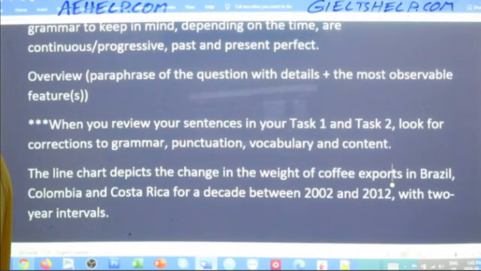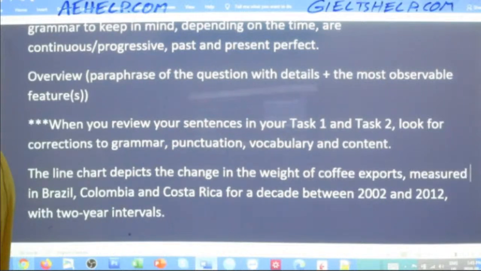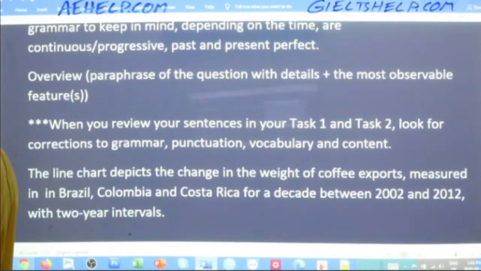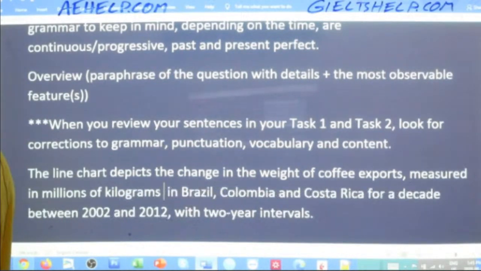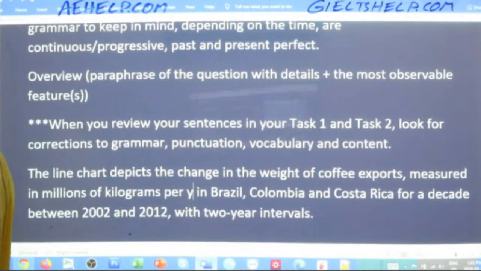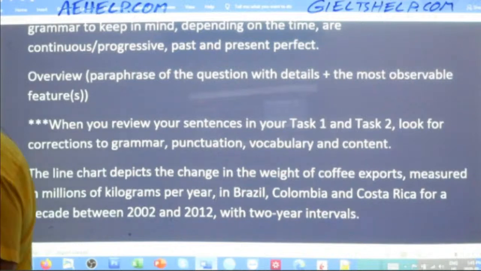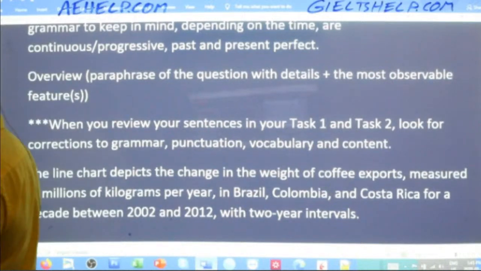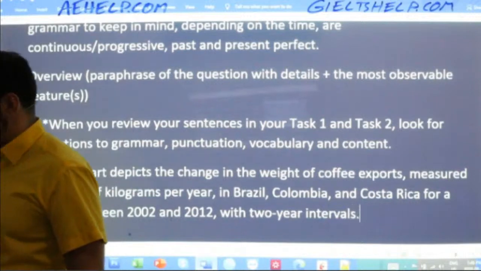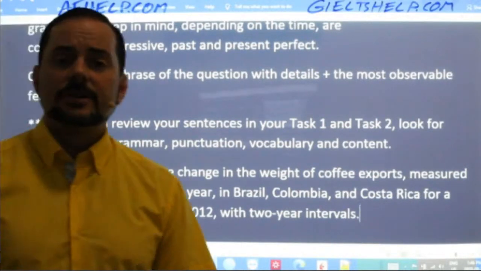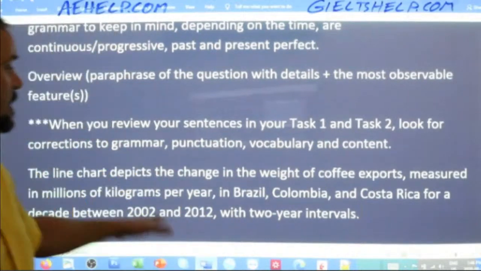Here we go. The line chart depicts the change in the weight of coffee exports measured in millions of kilograms per year. In Brazil, Colombia, usually when we list, we put a comma before "and" as well, and Costa Rica, for a decade between 2002 and 2012 with 2-year intervals. Okay, so there I've added a little bit of content, fixed a little bit of punctuation and grammar. So now it's even better.